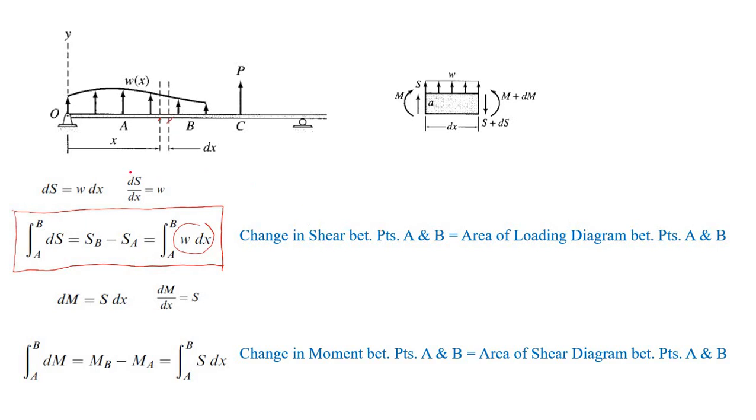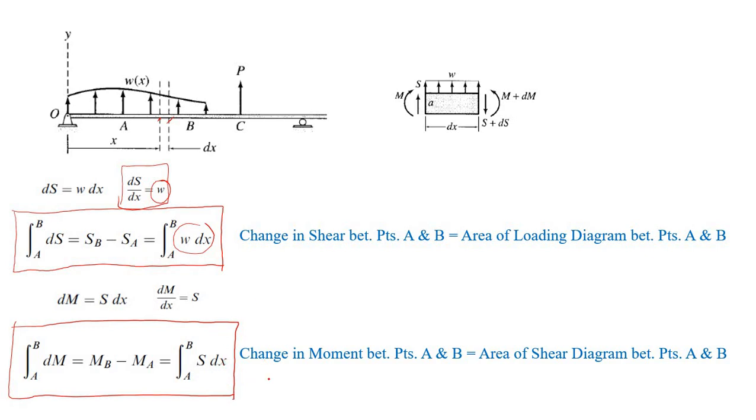Now, another relationship that we should take note is this. This equation simply tells us that the slope of our shear is simply equal to the intensity of our loading. Now, we have here another very important formula for determining the change in moment between points A and B.